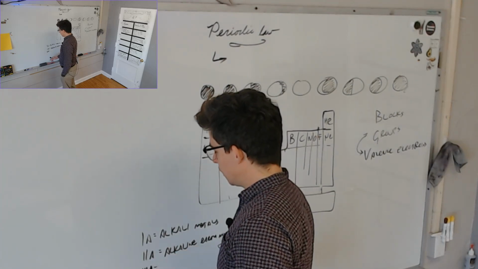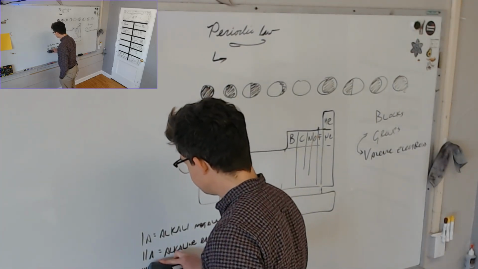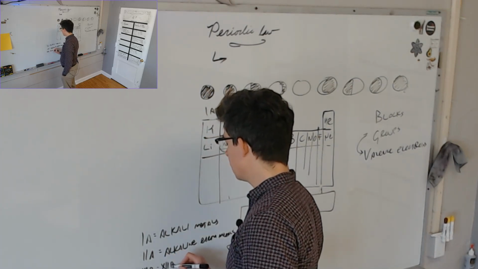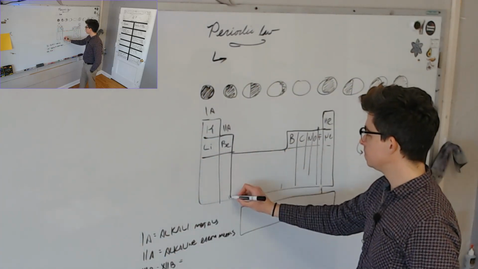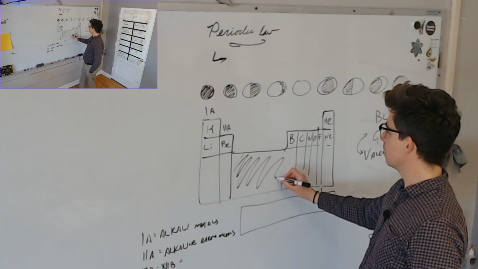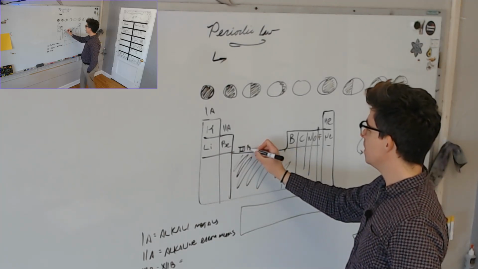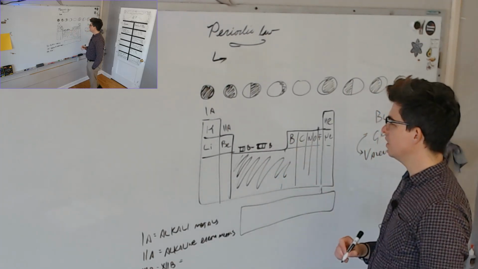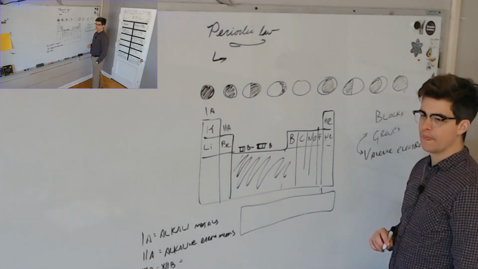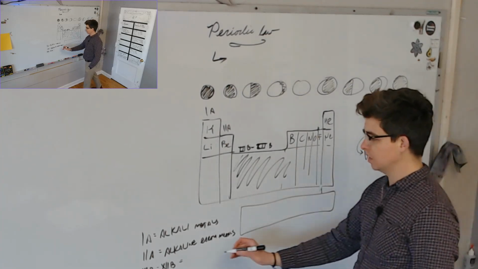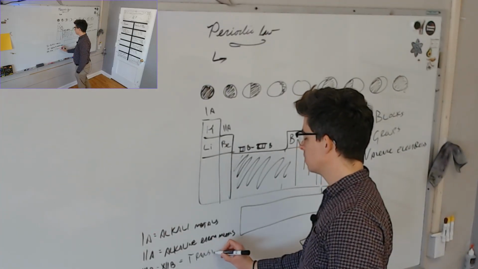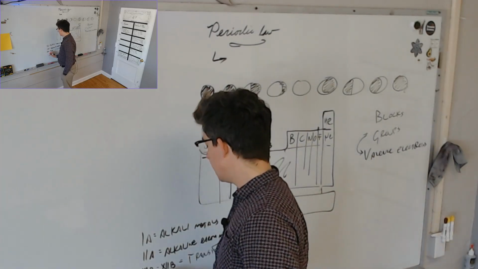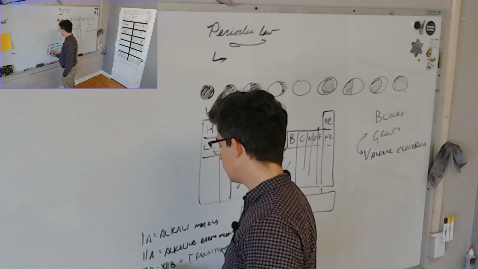3B, let's do 3B. 3B through 12B. This whole block here, 3B through 12B. What do you think? They are transition metals, you're right. Transition metals. And then back to the A's, 3A.